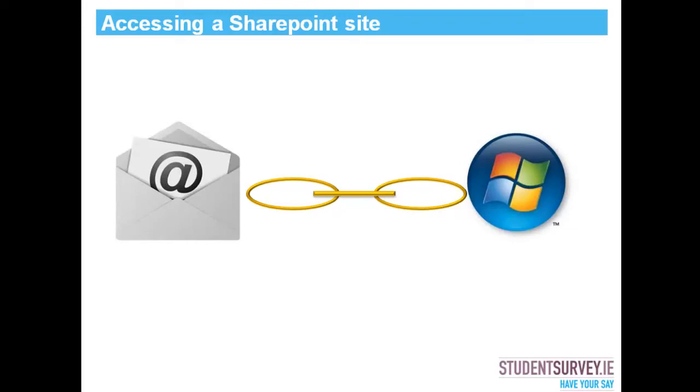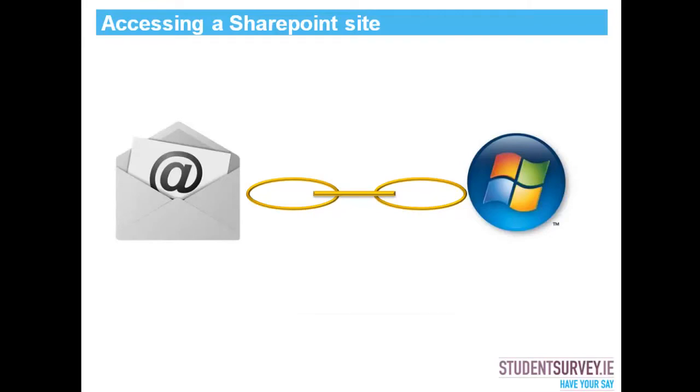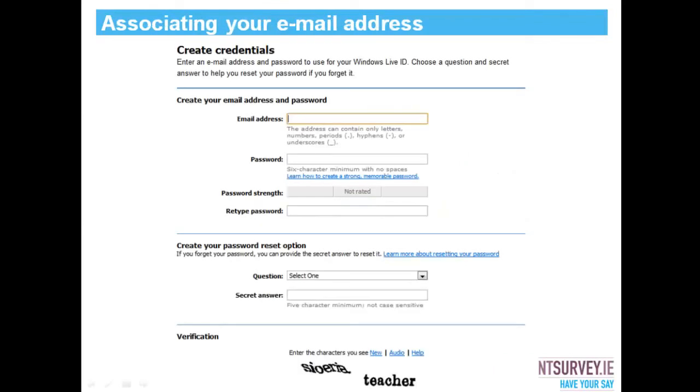This is very easily done and will not have any effect on your existing email account, whether it's work or personal. In order to associate your email address with Microsoft, you must enter the following URL. You will then be asked, do you have an email address? And if you have, do you want to associate it with a live site? And you click yes. This brings up the following page where you're asked to fill in your existing email address and put in a password of your choice. The security question is required in case you forget your password at a later stage.